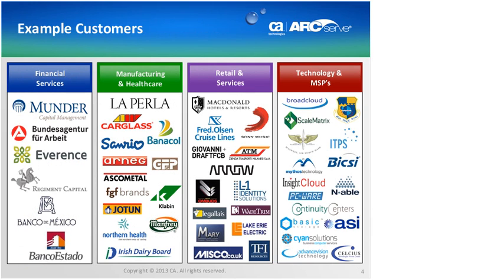Here, what you see are some example customers located globally. We have customers from different industries. In financial services, we have Monday Capital Management. In manufacturing and healthcare, one example is Jordan. Then we have retail and services, with McDonald's Hotel and Resorts. In technology and MSP, we have ScaleMatrix and Enable.